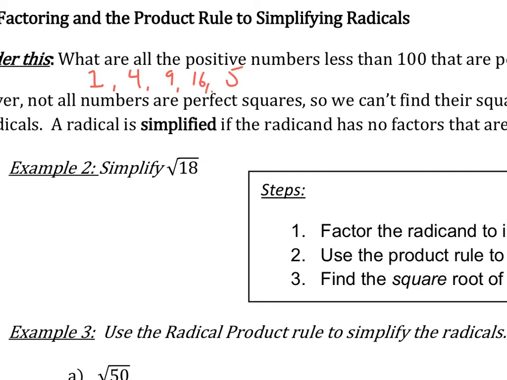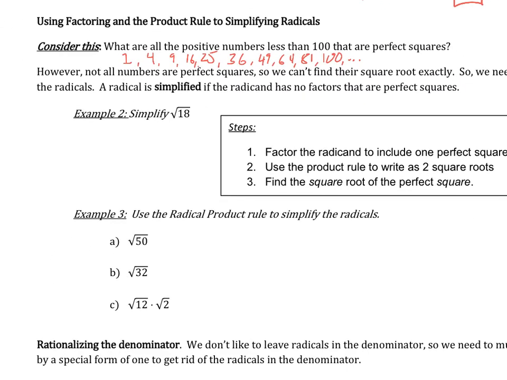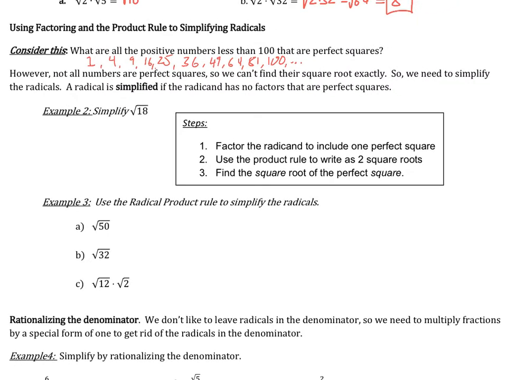5 squared is 25. 6 squared is 36. 7 squared, 49. 8 squared, 64. And 9 squared is 81. And 10 squared is 100. Okay? And so on and so forth. So these numbers you want to be real familiar with. These numbers we can take the square root of easily. So you've had experience with those in the past. So when we want to simplify a radical, sometimes we can just take the square root because we know them. The square root of 25, we know. The square root of 49, we know.